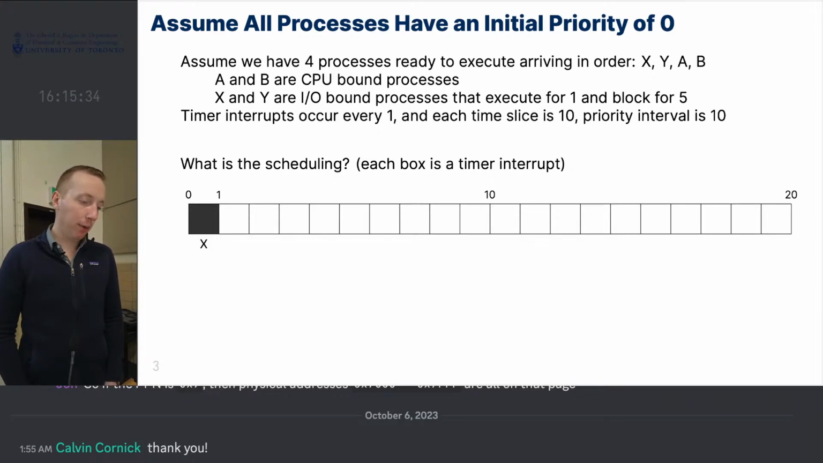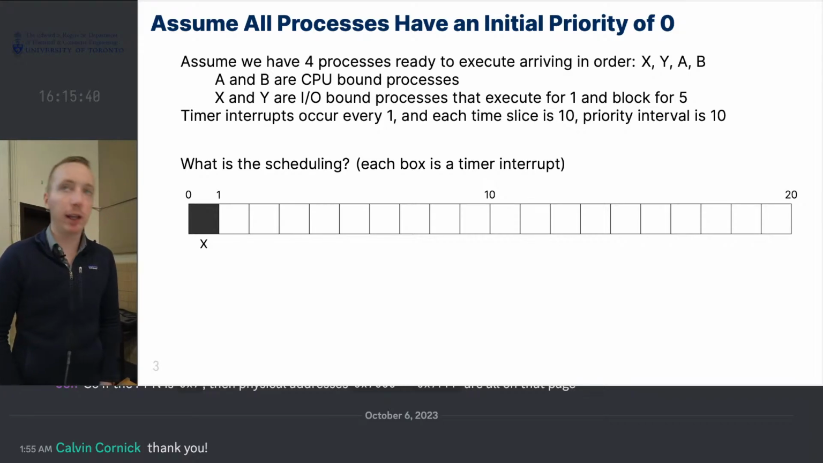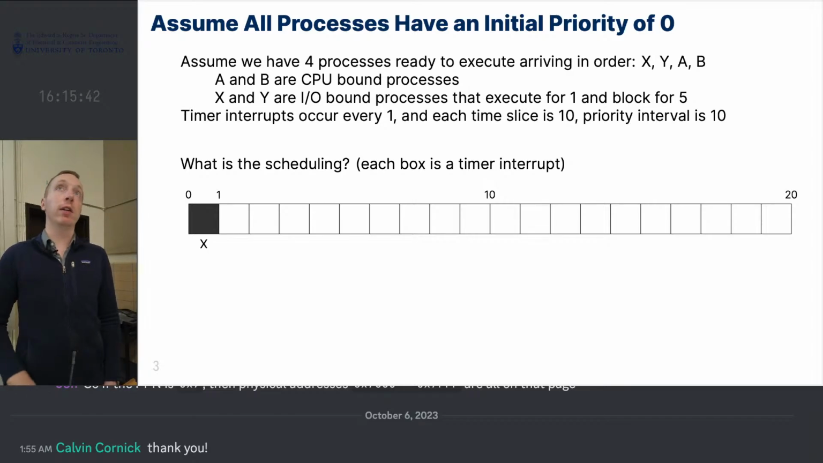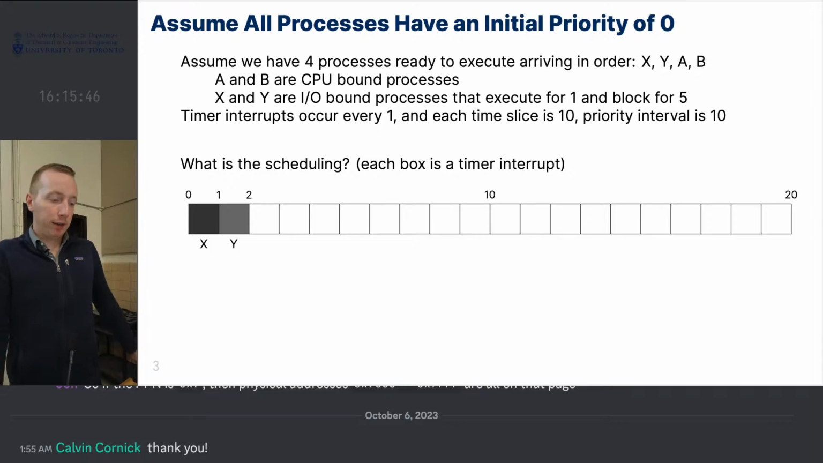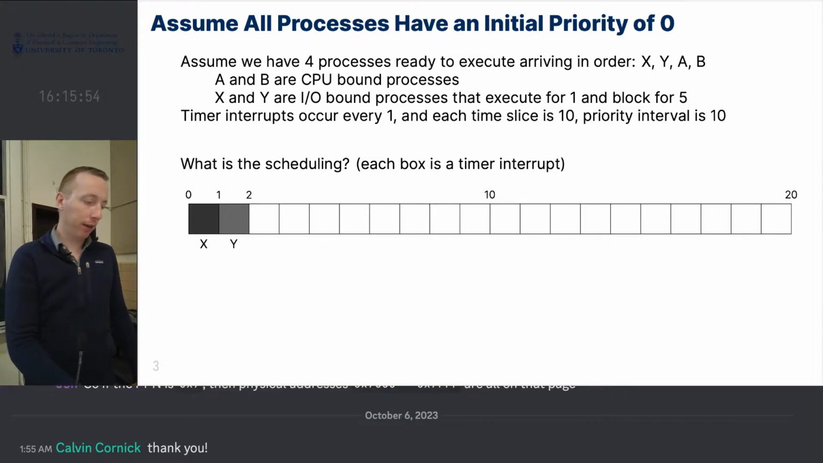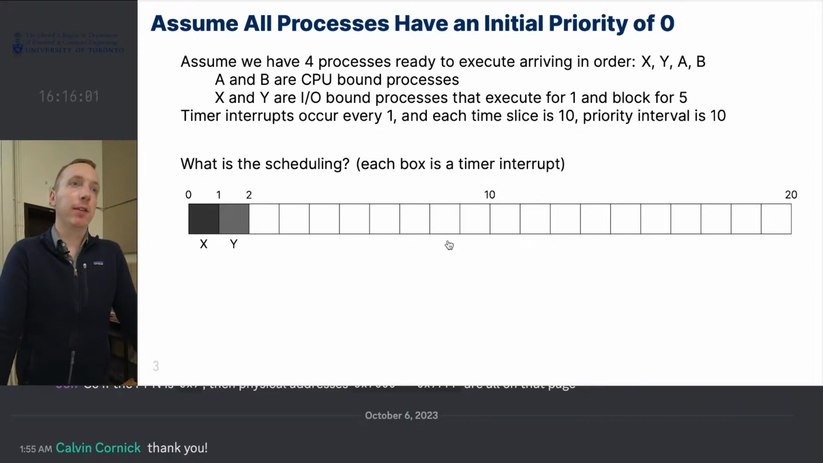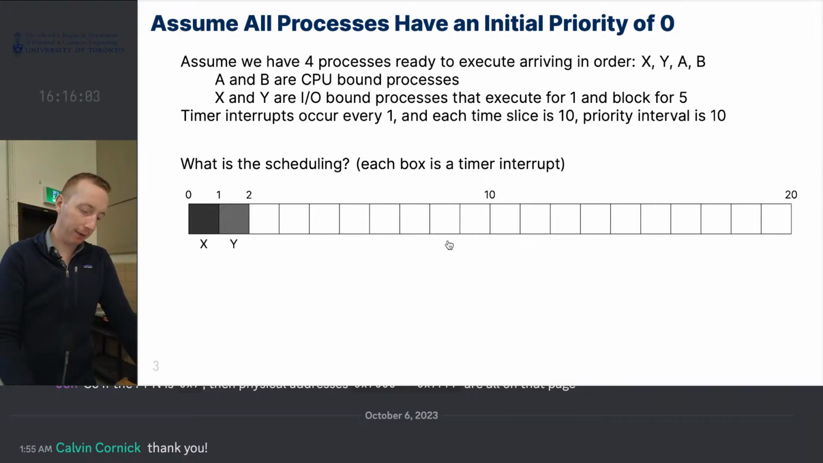It executes for 1 time unit, and then it's done. Since it's done at time equals 1 and blocks for 5, we can't execute it again until 6 time units. So the next highest runnable priority is Y because it arrived after X. It would also execute for 1 time unit, and then it would also block for 5. So we can't execute Y again until 7.